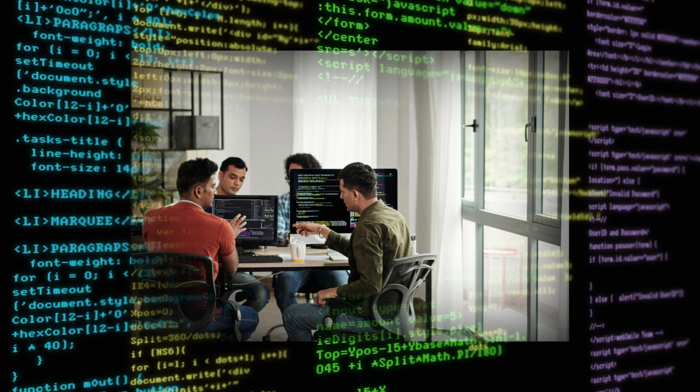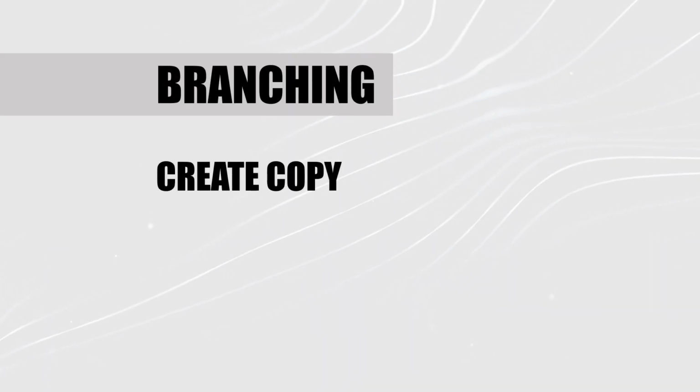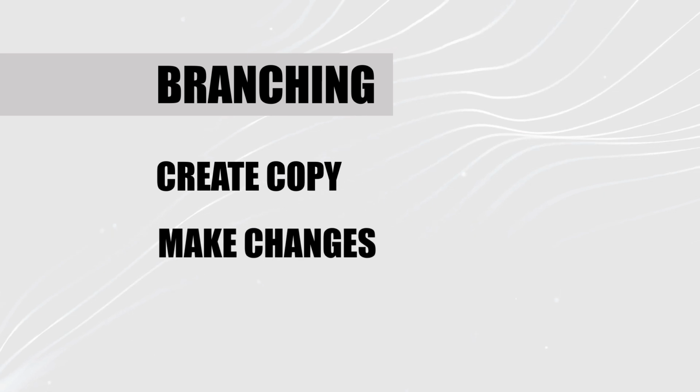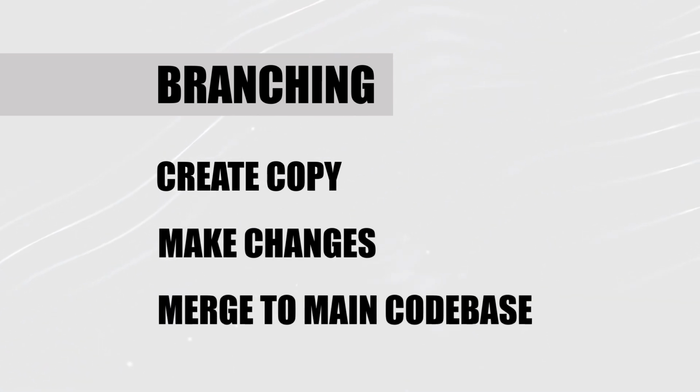One of the most powerful features of Git is called branching. Branching allows us to create a separate copy of our codebase, make changes, and then merge those changes back into the main codebase. This allows us to work on multiple features or bug fixes at the same time without interfering with each other.